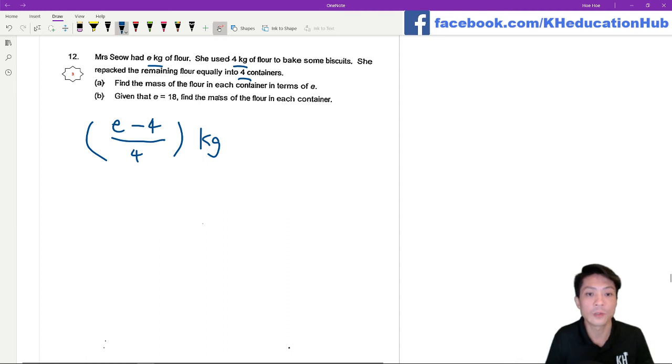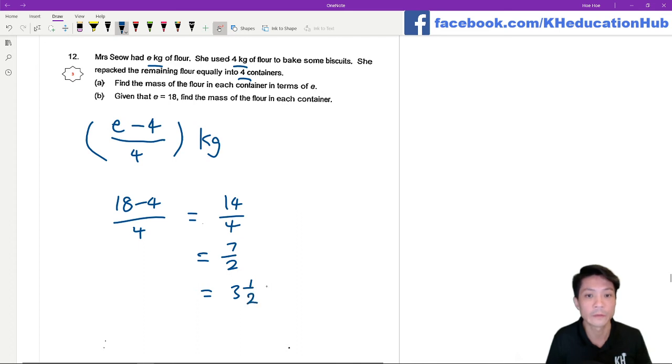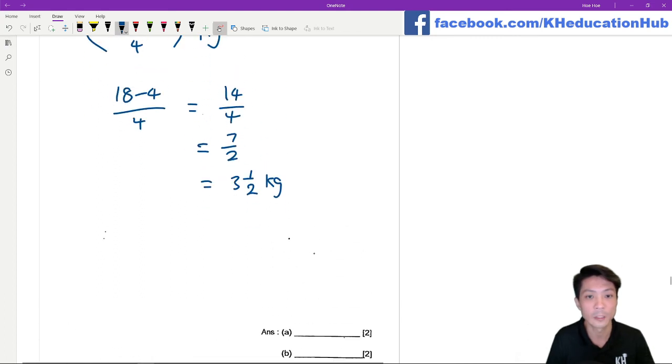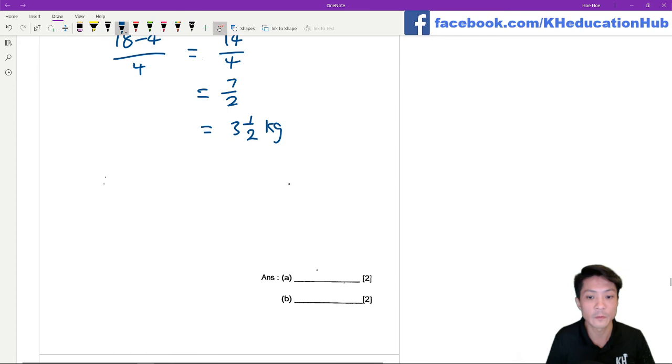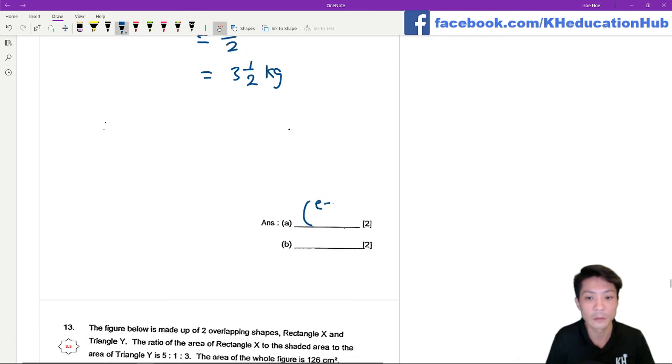But given that E is equal to 18, they want you to find the mass. So I'm going to replace E with 18. 18 minus 4, divided by 4. Okay, 14 over 4, which will give me 7 over 2, which is 3.5 kg. And this is 3.5.